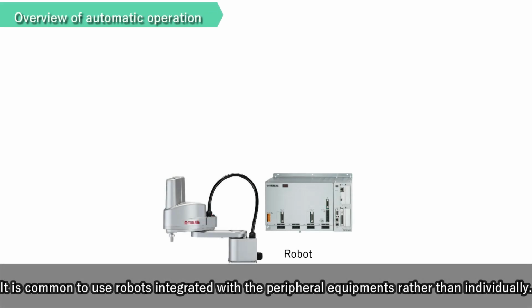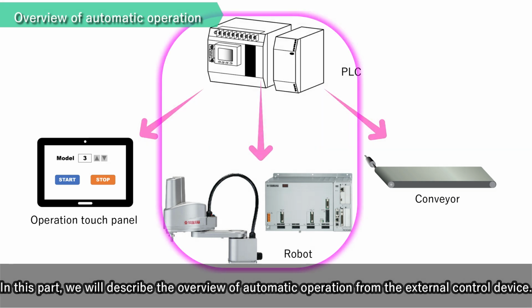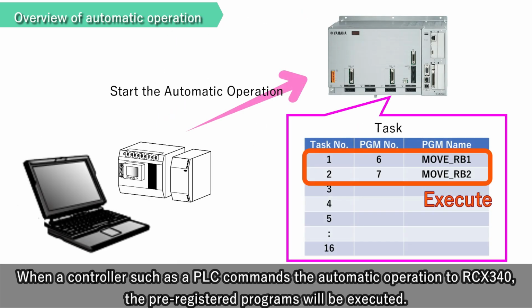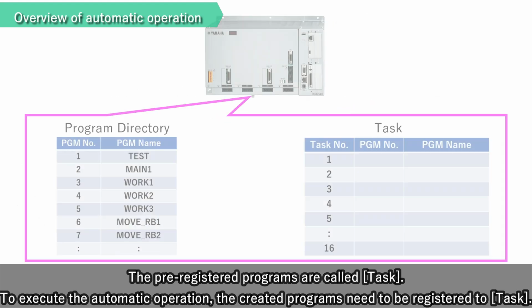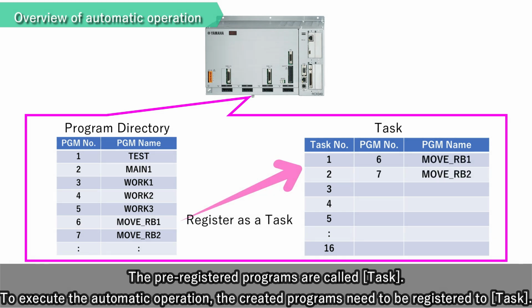It is common to use robots integrated with the peripheral equipment rather than individually. In this part, we'll describe the overview of automatic operation from the external control device. When a controller, such as a PLC, commands the automatic operation to RCX340, the pre-registered programs will be executed. The pre-registered programs are called tasks. To execute the automatic operation, the created programs need to be registered to task.